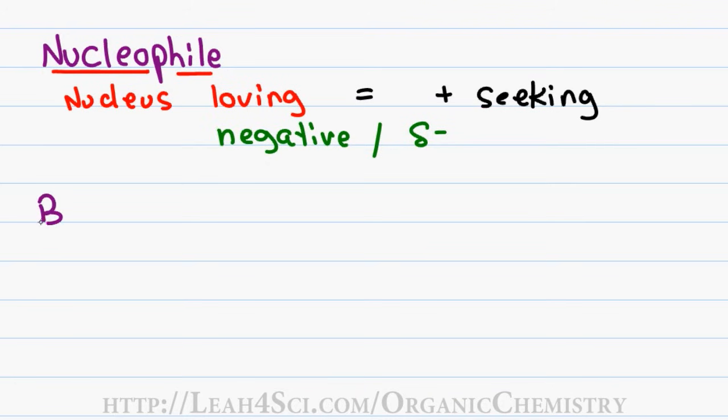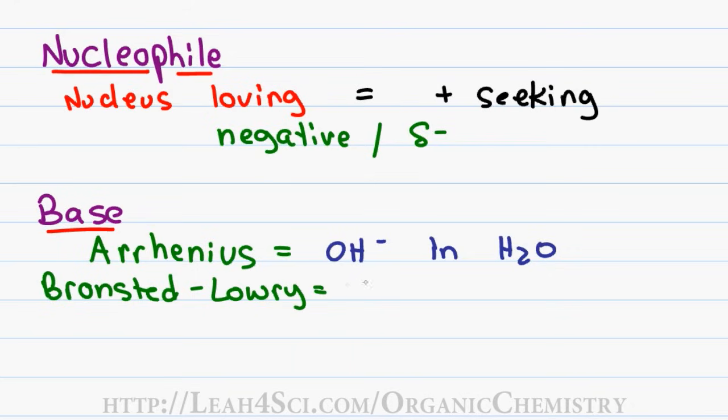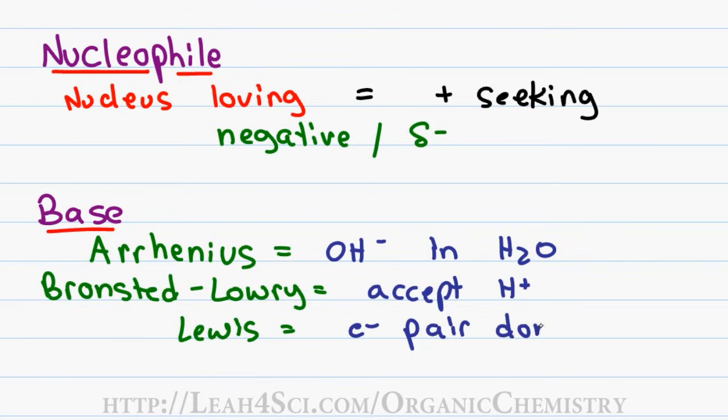We can define a base using three different definitions. An Arrhenius base is a molecule that will break down in water to give you an OH-. A Bronsted-Lowry base is a molecule that accepts an H+ regardless of the solution. And finally, we have a Lewis base, which is an electron pair donor.